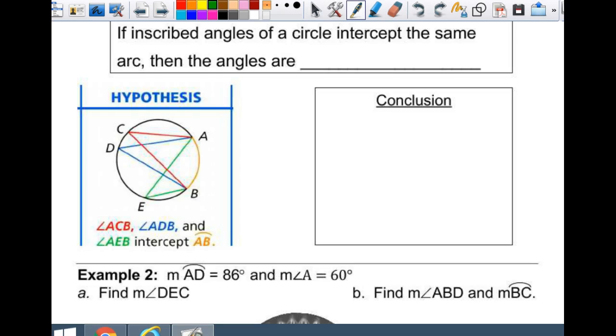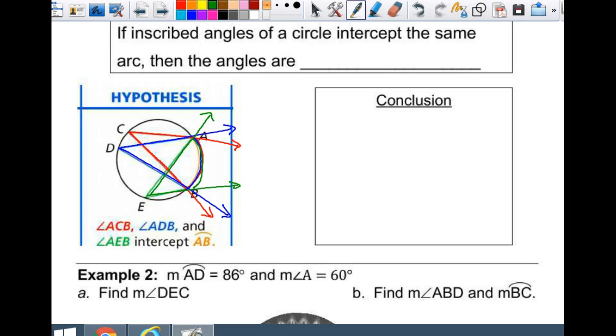Okay, so let's look at the picture first. And we've got angle ACB, this red angle right here. Angle ACB. It intercepts arc AB, right? Then we have this blue one, ADB, this angle right here, also intercepts this arc. And then this green one, AEB, also intercepts that exact same arc.